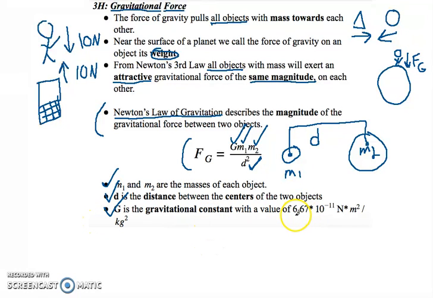It has a value of 6.67 times 10 to the negative 11th. And it has these weird units. It has newton meters squared over kilograms squared. It's a little bit strange units. But that's the last thing. Again, this is a constant. This is always the same.